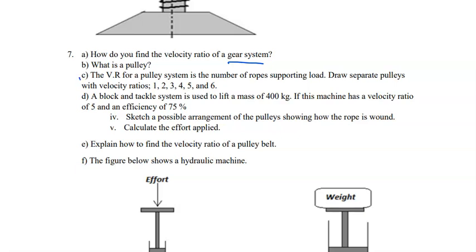Then it's important, you can be asked to draw a pulley system with velocity ratio 1, 2, 3 all the way to 6. In case of any challenge, you just reach out. These things are very important.